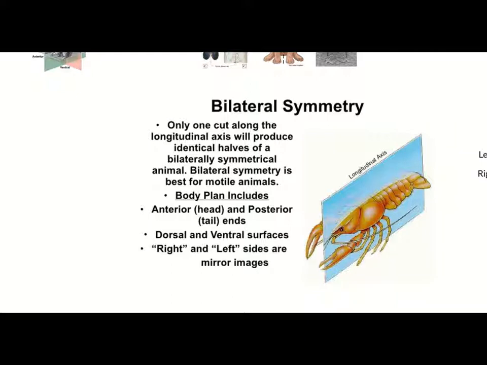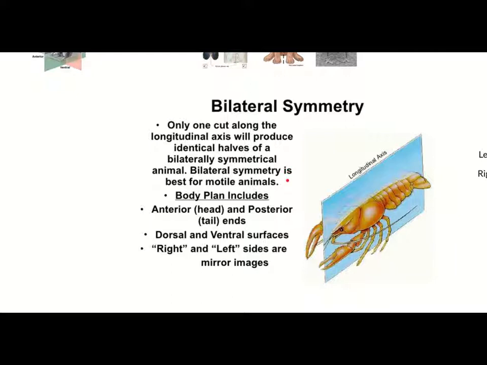All these little different images have something to say. Only one cut, and that's right. That's what I tried to say with that other image. Only one cut along the longitudinal axis will produce identical halves. At least, they're identical from the outside. You're never going to have identical left and right inside. Some organs are more on one side or the other.